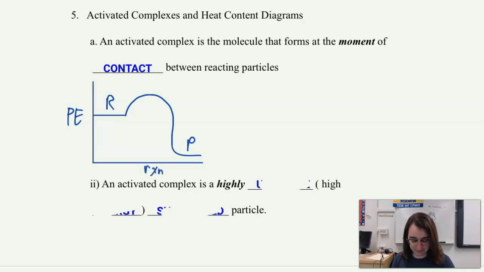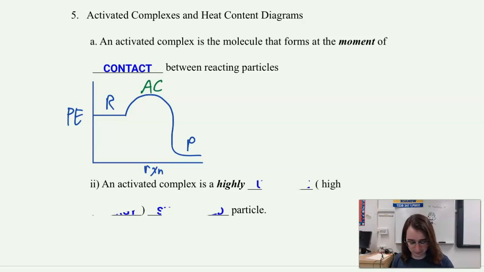Where do you think the activated complexes would exist? Well, we want to find a place that is high energy and doesn't last for very long. I would say that would be here at the top of the lump, right? The reactants collide with each other with a lot of energy. They exist as those activated complexes very briefly, and then they break apart. And this is a very, very simple breakdown of this process.